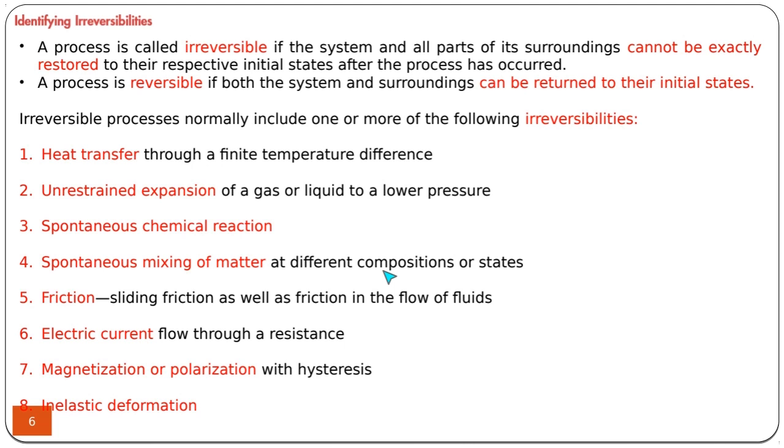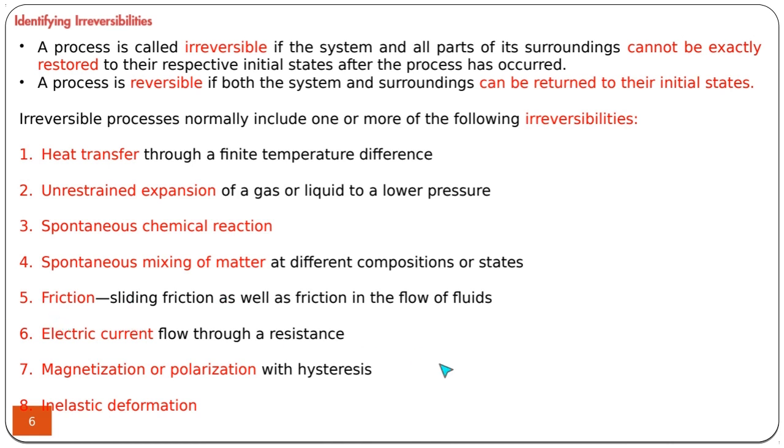So this is a kind of irreversibility. Spontaneous chemical reaction. Once a chemical reaction is realized, it may not be reversed exactly the way it was. For instance, hydrogen and oxygen are combined to create water, but water cannot be reversed back to hydrogen and oxygen without adding external energy. So this is a sort of irreversibility. Spontaneous mixing of matter. Once some metals are mixed, they cannot be separated without external effects.